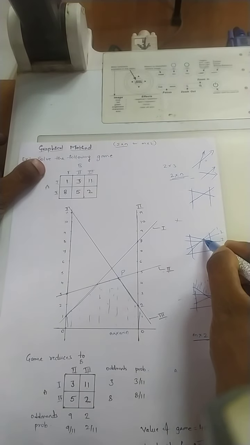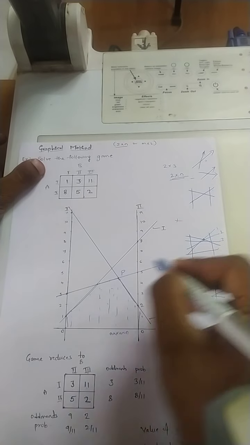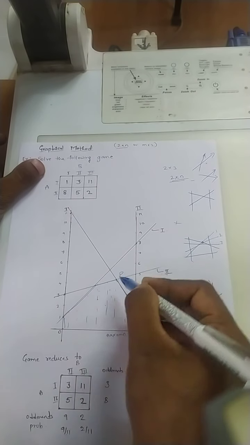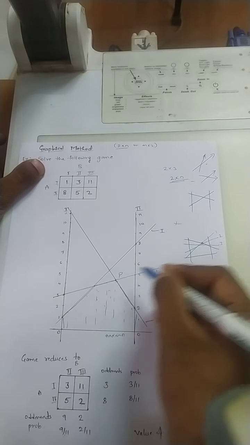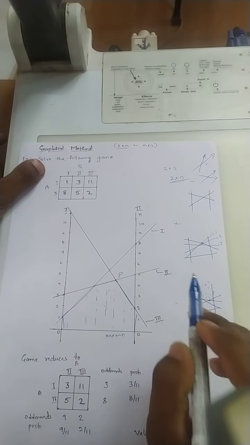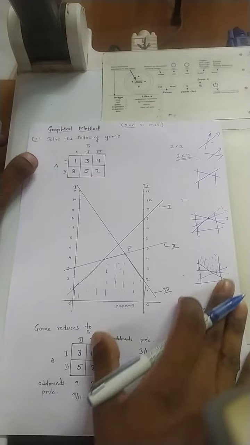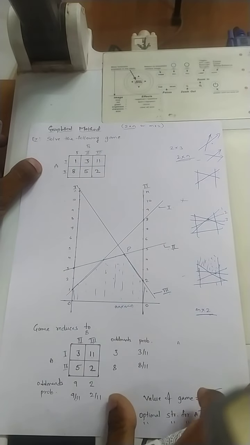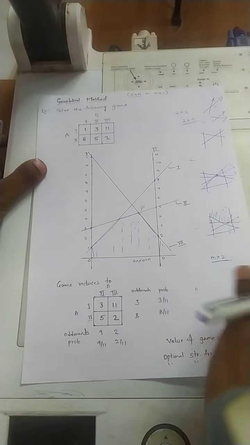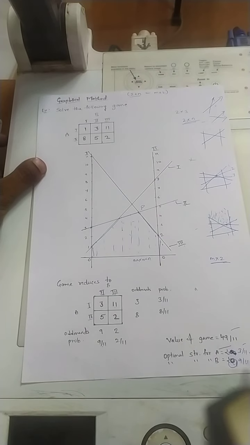So if there are more than 2 lines passing through a point, say 3 lines, then we should consider only the 2 lines which form an opposite slope, and it will be reduced to 2 cross 2. Then find the probabilities and oddments by using the arithmetic method. Finally you find the value of the game and the optimal strategies.